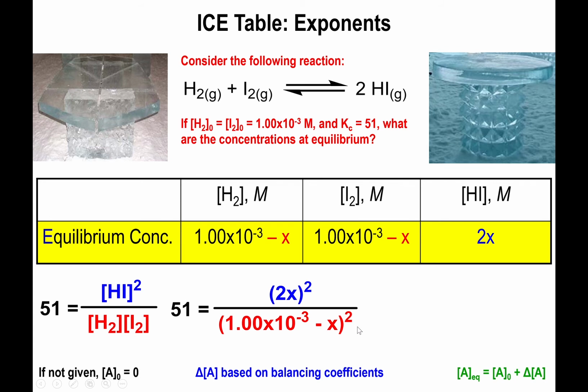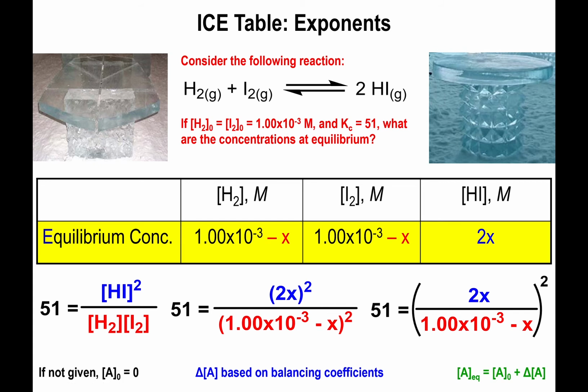And notice what we have right here. This is actually a very unique situation. We have an exponent for the product which is the same as the exponent for the reactants. And so what we can do is literally factor out the exponent. So instead of writing 2x squared divided by 1 times 10 to the negative 3 minus x squared, we simply write 2x divided by 1 times 10 to the negative 3 minus x, all of that squared. So you can actually factor out common exponents.